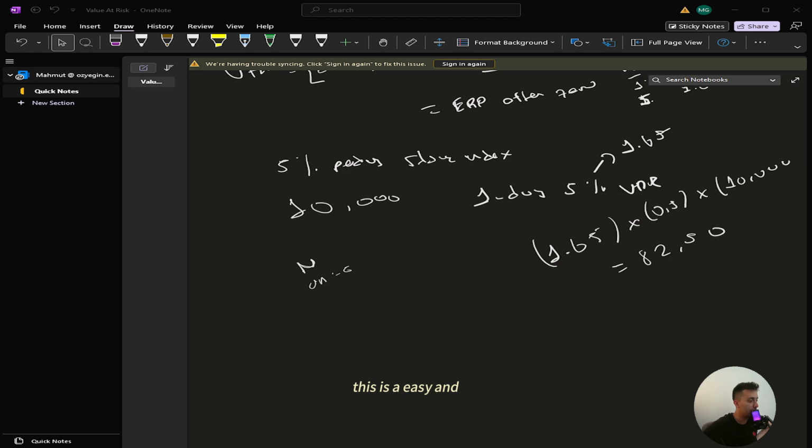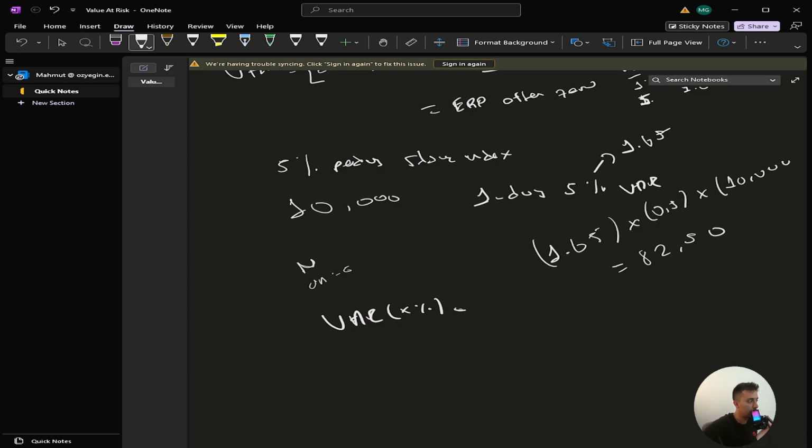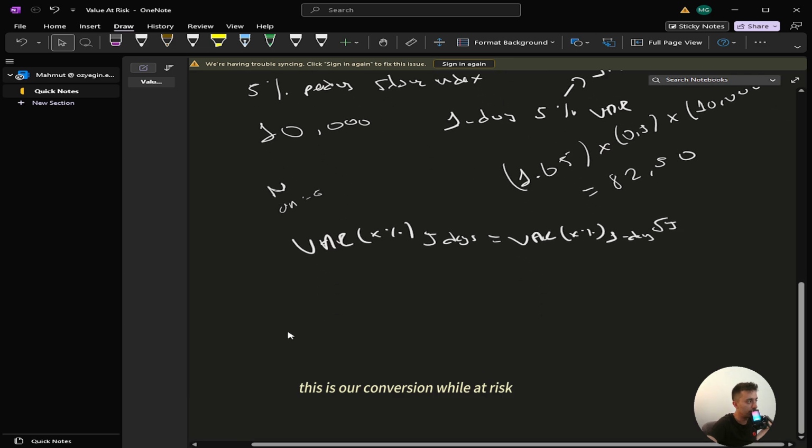This is easy: value at risk x percent over j days equals value at risk x percent for 1 day times root j, guys. All right, root j. This is our conversion of value at risk.